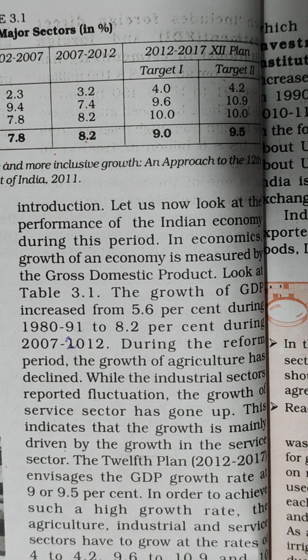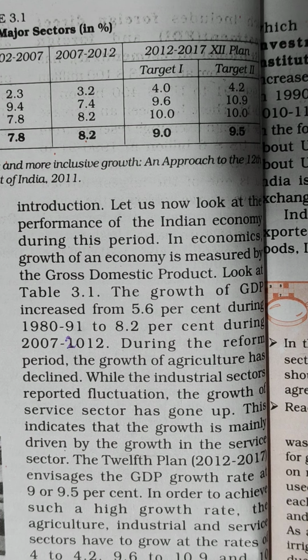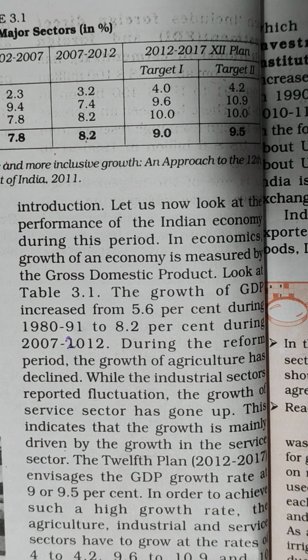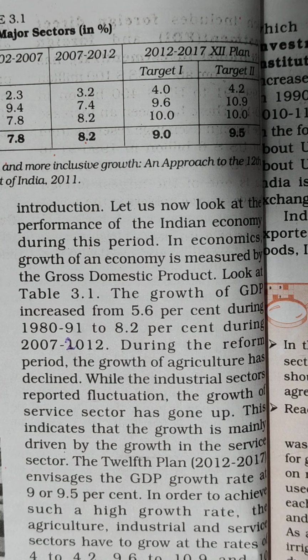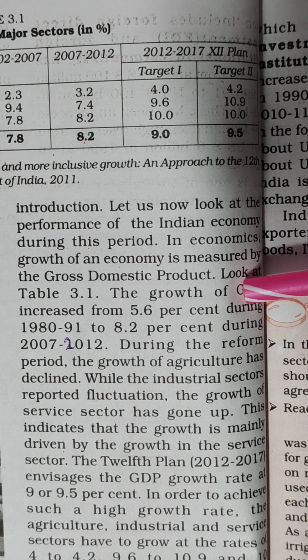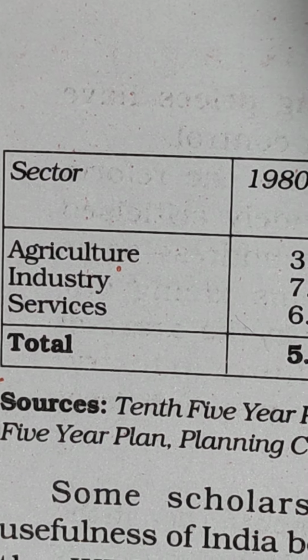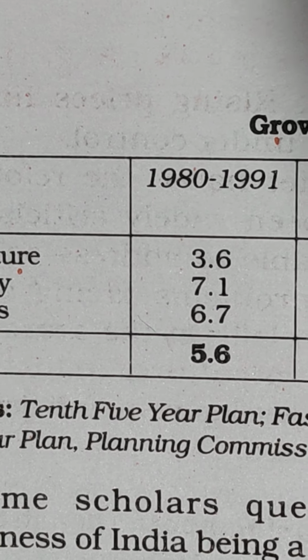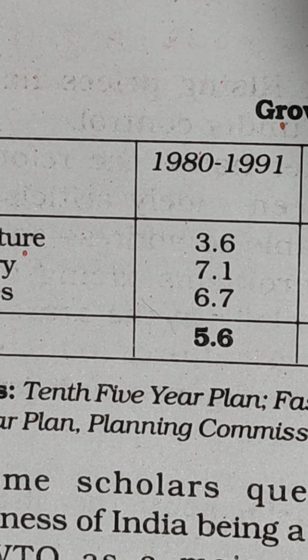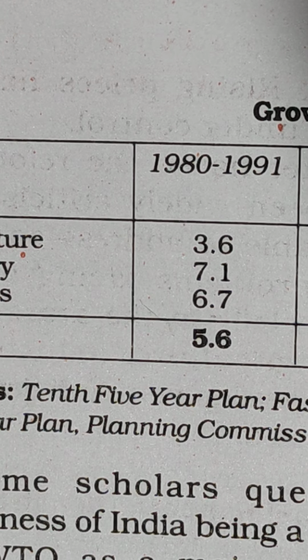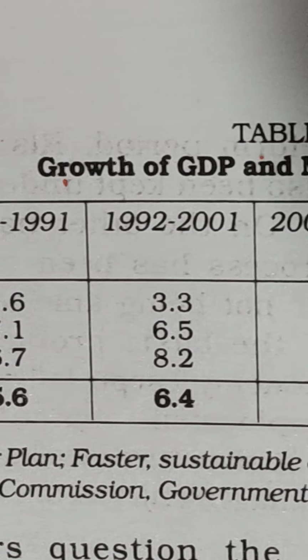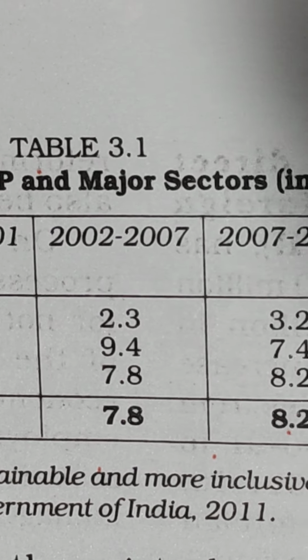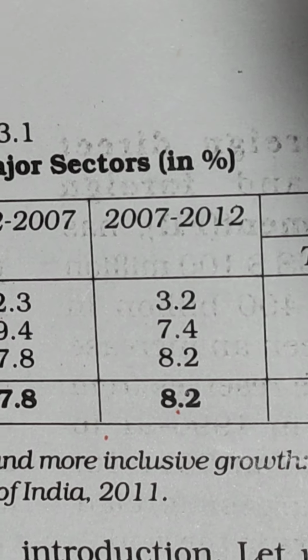In economics, growth of an economy is measured by the GDP, gross domestic product. Now, they've asked us to study the table. So here, let's study the table. Just take a look at this table. Sectors are given as agriculture, industry and services. And then you have 1980, 1991. So these are the figures. That is growth of the GDP and major sectors in percentage terms.